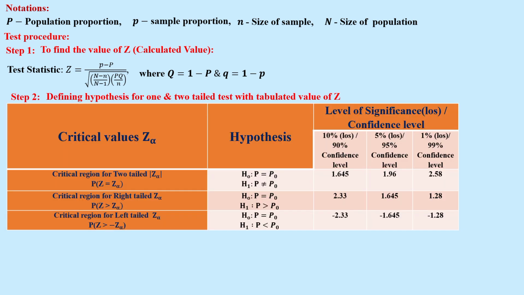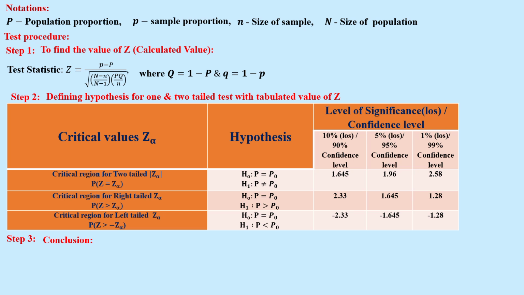Step 2, defining the hypothesis. So the hypothesis, first two-tailed, then the two-tailed values at 90%, 95%, 99% confidence interval, or 10% level of significance, 5% level of significance, 1% level of significance. They have given the values. So the first row is the two-tail test, second is the right-tail test, third one is the left-tail test.